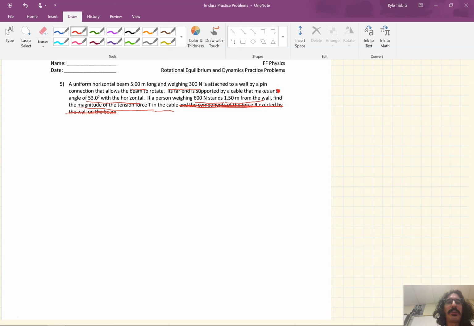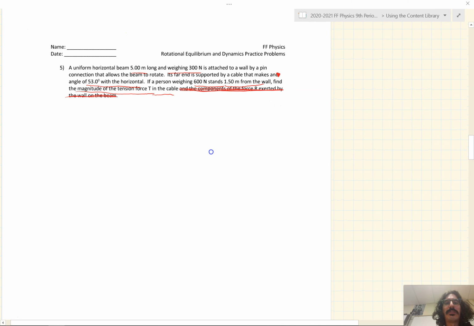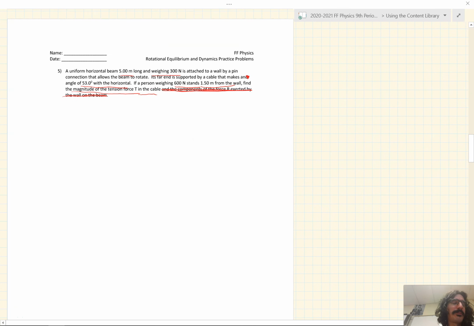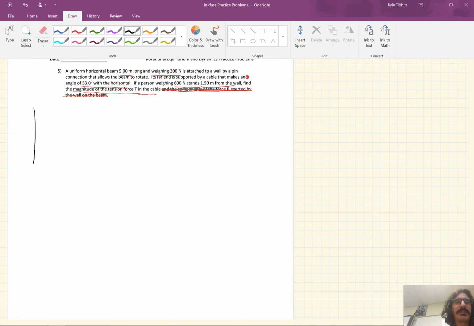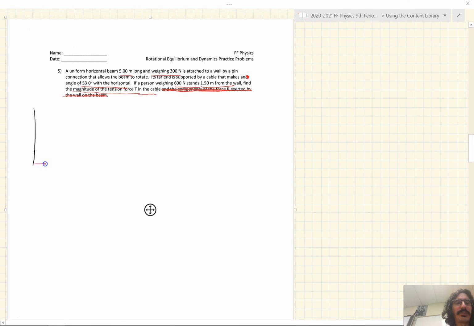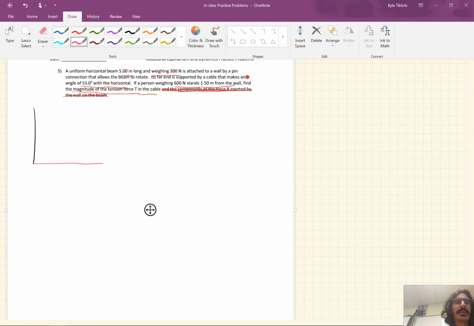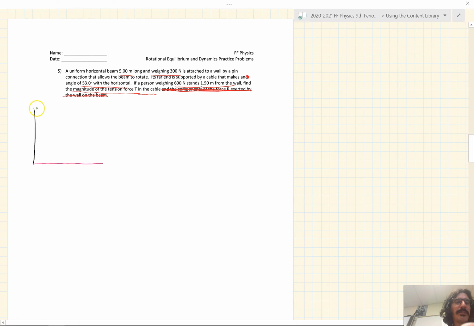Let's draw a picture of what's going on to help us label all the forces and then also the torques. We have a wall, and a beam is extended horizontally towards the right that's supported by a pin. And the far end of the beam is supported by a rope, or a cable, sorry. And that's what we want to find, the force and the tension by the cable.